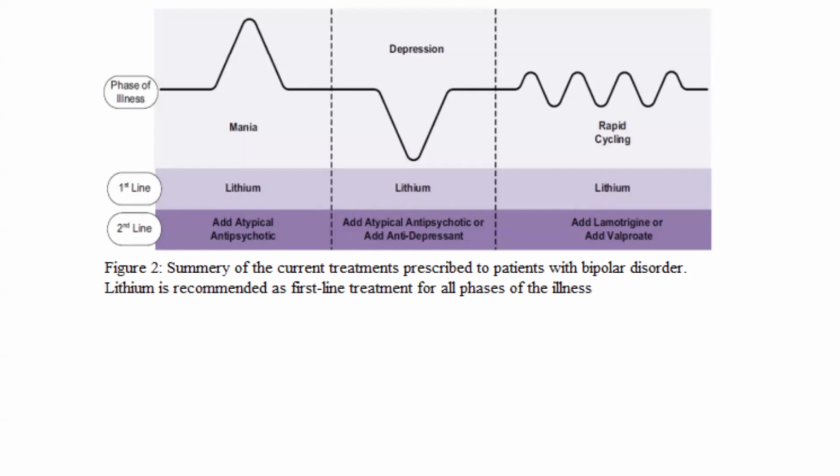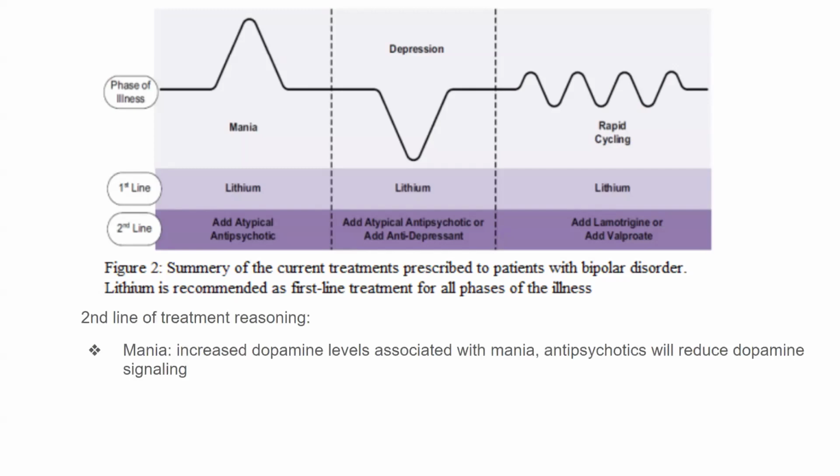For all three of the phases, the first line of treatment is typically going to be lithium. With lithium, there's not a lot of side effects like we see with anticonvulsants and antipsychotics. That's why it's a good first line of treatment. It's good across the board for all phases of bipolar disorder, but we all know it's more complicated than that. Sometimes we need the addition of other treatments, like that second line of treatment shown in this graphic here. For the manic, depressive, and rapid cycling phase, we have different second lines of treatments.